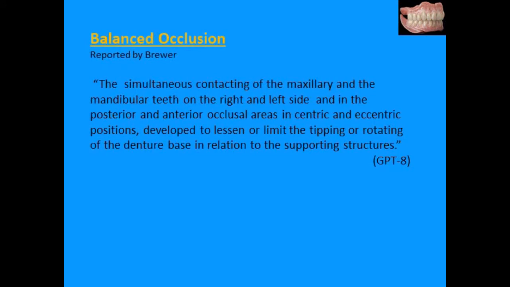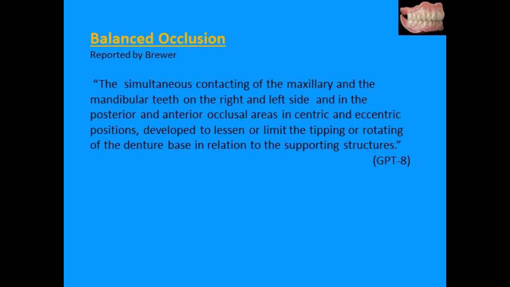Now coming to the definition of balanced occlusion, it was reported by Brewer, and GPT-8 defines balanced occlusion as the simultaneous contacting of the maxillary and mandibular teeth on the right and left side and in posterior and anterior occlusal areas in centric and eccentric positions, developed to lessen or limit the tipping or rotating of the denture base in relation to the supporting structures.